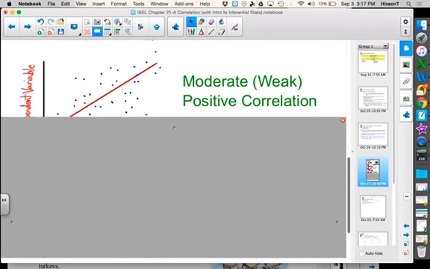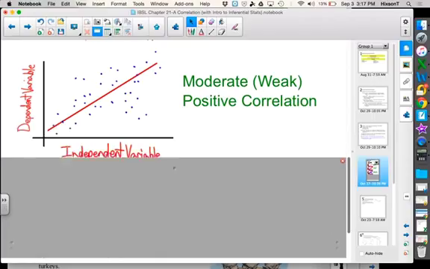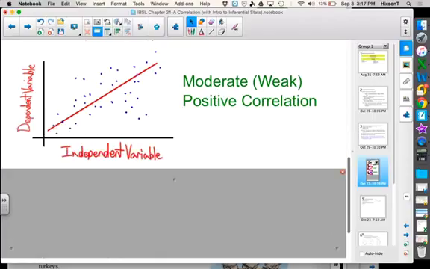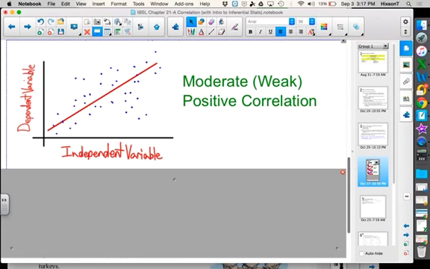A moderate to weak correlation would look something like this. You'll notice we still have a general trend, but we've got a few outliers over here. Okay? We've got a few outliers and whatnot. They're not real close to the line. Some are on the line, but they're not super close to the line. That would be a moderate to weak correlation.